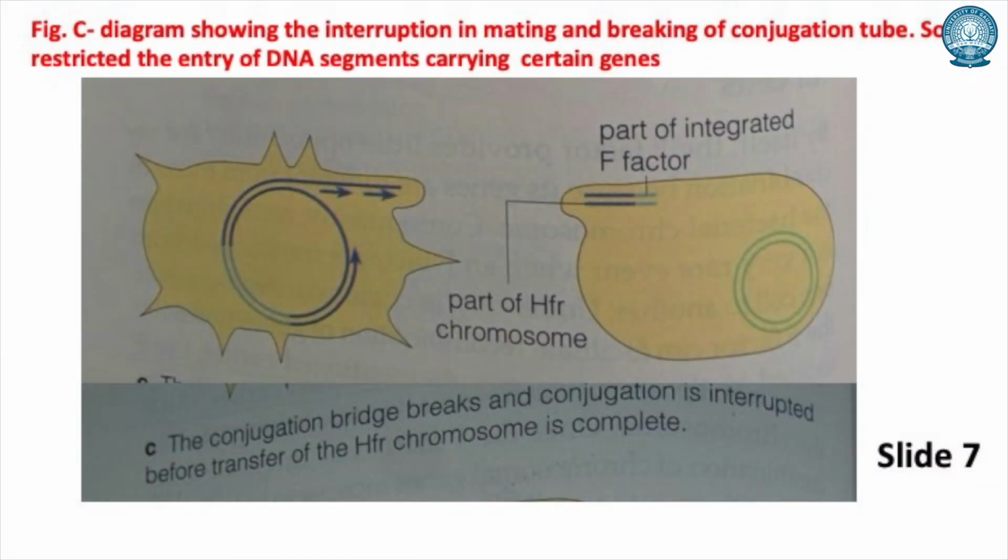This slide is showing the interruption in mating and breaking of the conjugation tube. So there is restricted entry of DNA segments carrying certain genes. You can see there is a break in the conjugation tube and part of the Hfr chromosome has now been transferred into the F minus cells. You can see part of the integrated F. This is the part of the integrated F vector and this is the part of the Hfr chromosome. While transferring the genetic segments from the Hfr to the F minus strain, some of the chromosome segment is also transferred to the F minus cells. That means it carries genes from the chromosomal DNA also.